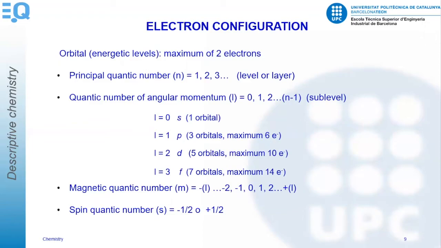To look at the magnetic quantum number, which is m, that is from minus L to plus L, going through -2, -1, 0, etc. And the spin quantum number, which is S, can either be -1/2 or +1/2.